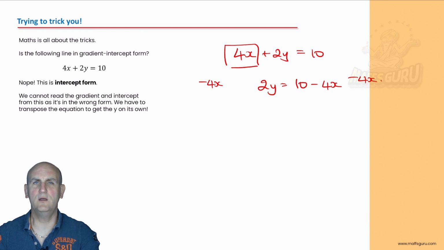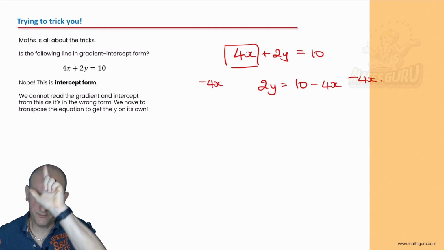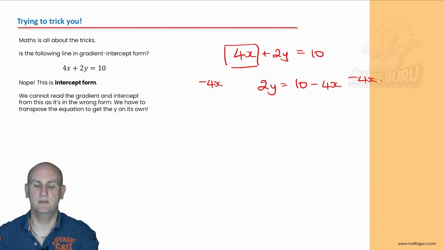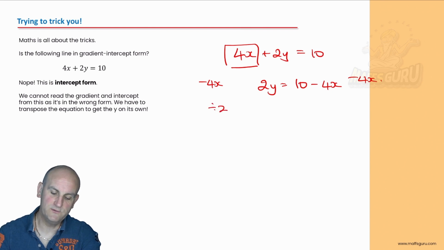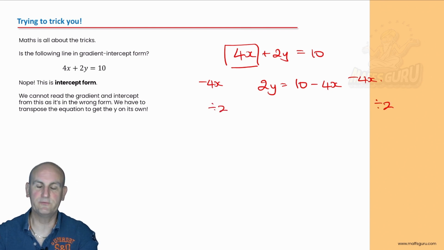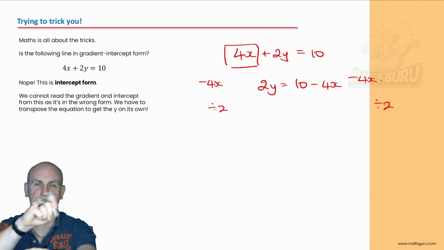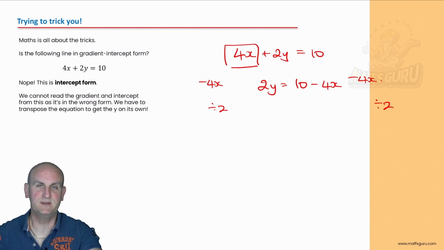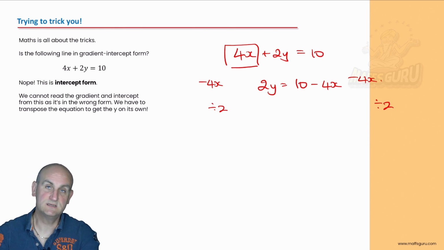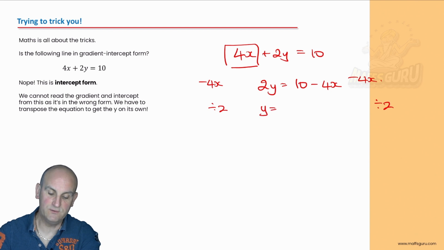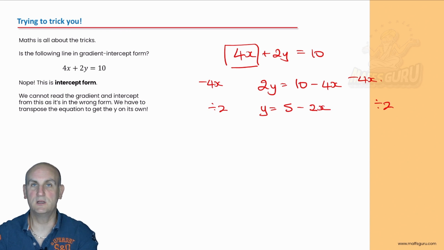I want the y on its own. I've got to split apart the kissing couples and make it so that we divide everything by 2. If you have no idea what I'm talking about with kissing couples, there are other videos with regards to maths where I teach about kisses and bunk beds and fractions and prison guards and all sorts of stuff as well, just to help you understand algebra. Divide everything by 2, and it has to be everything. 10 divided by 2 is 5. Minus 4 divided by 2 is minus 2, and there we go, ka-ching.